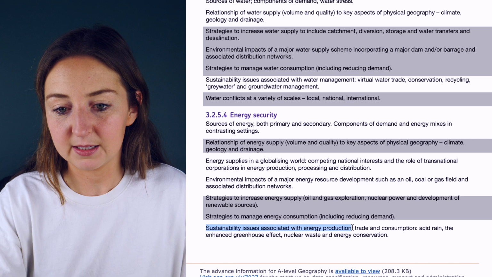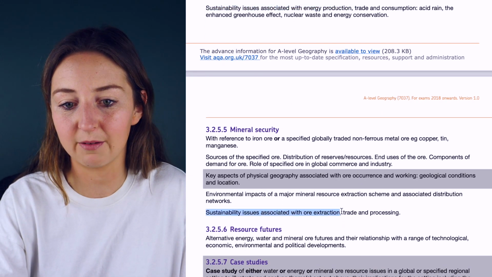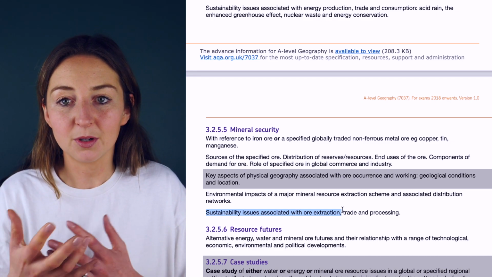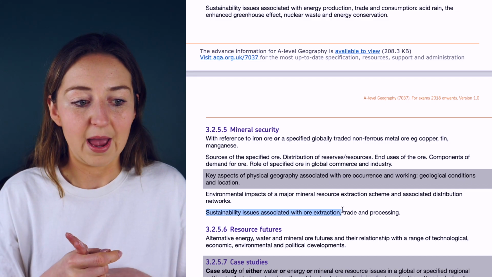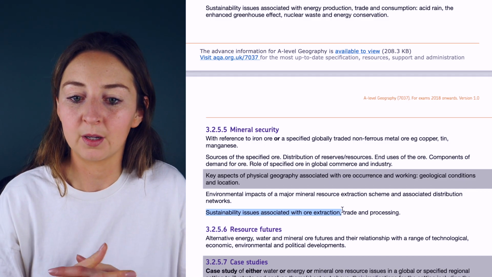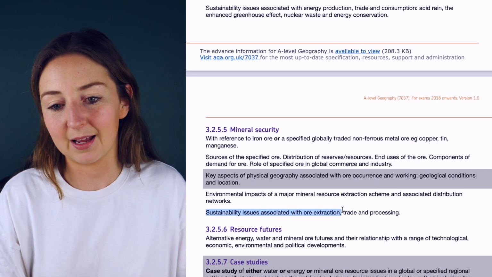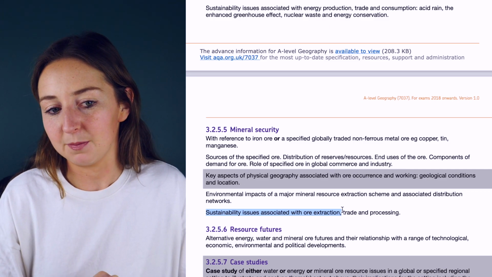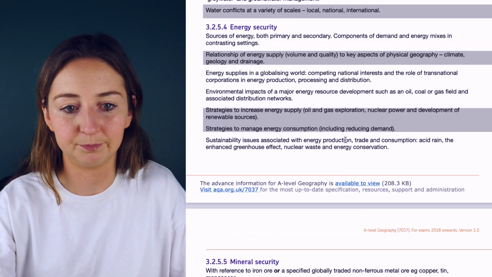You have here sustainability issues associated with energy production, and for minerals, you have sustainability issues associated with ore extraction. So sometimes they even give options of minerals, water, or energy, and say for one of them, assess the sustainability issues. But it's interesting that that has come up for all of them. It makes me think it'll be a larger mark question. Remember, you get 9 marks as well in this topic.